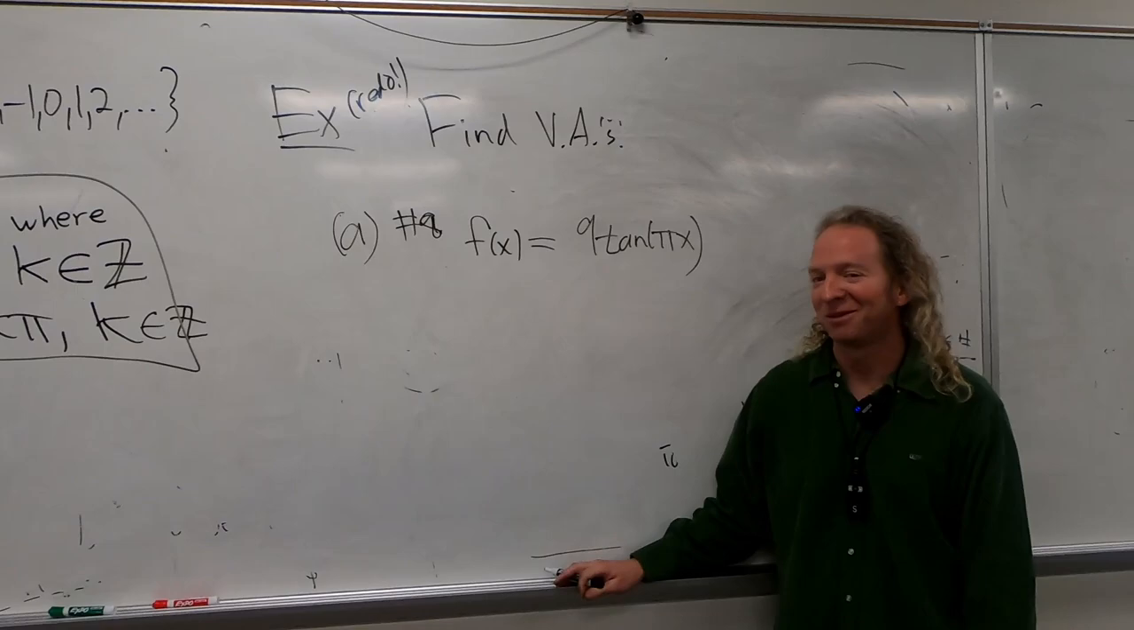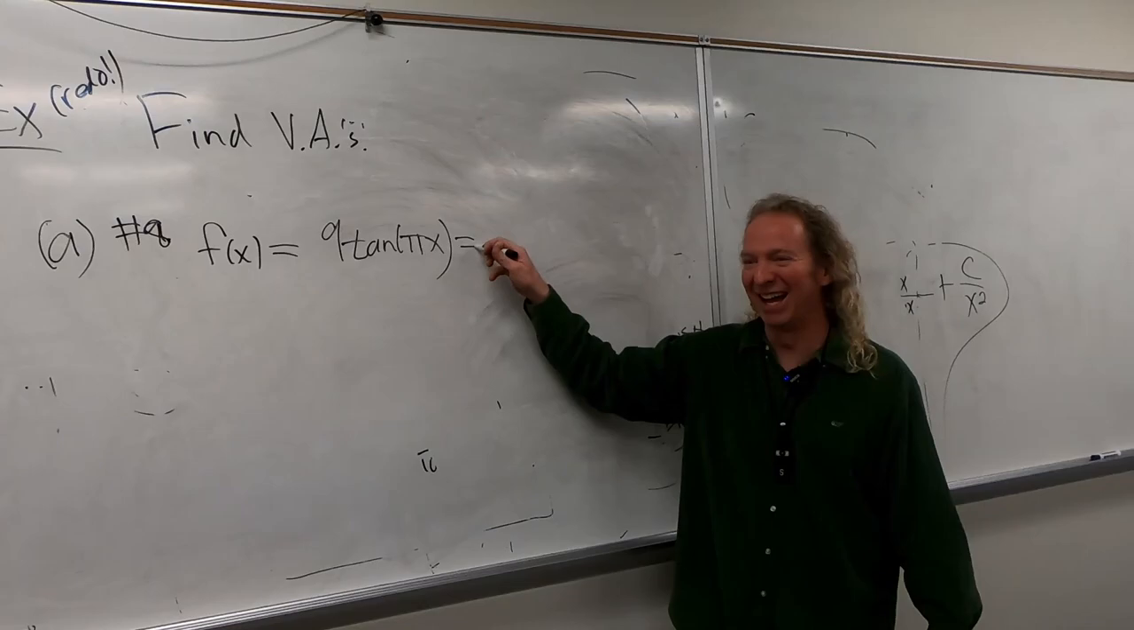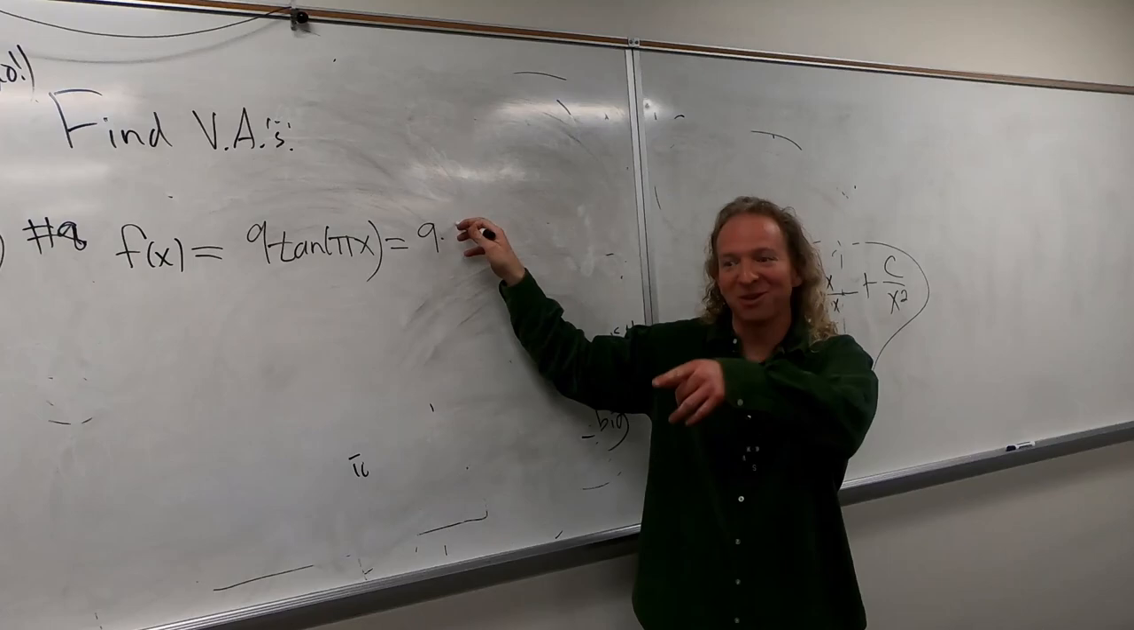So this is going to be... So this is 9. So tangent is sine over cosine. Sine of pi x over cosine of pi x.